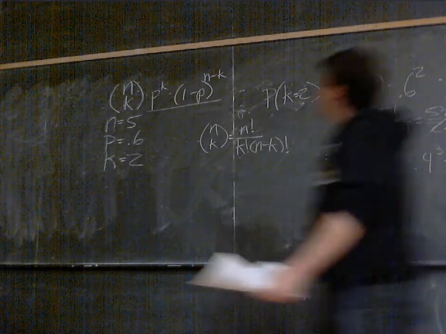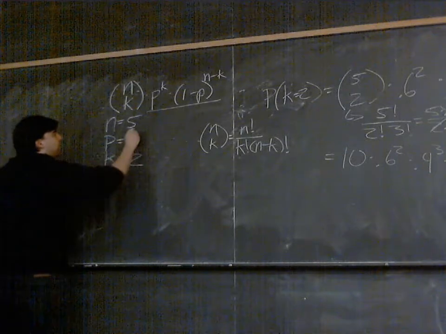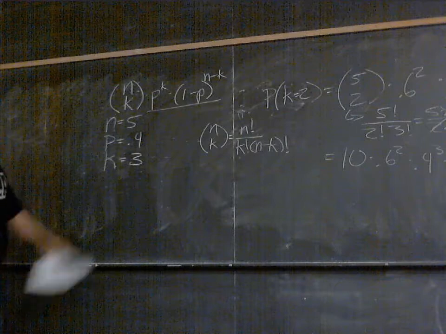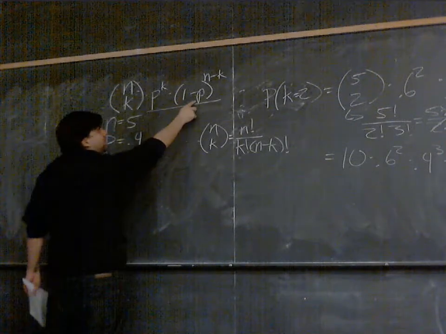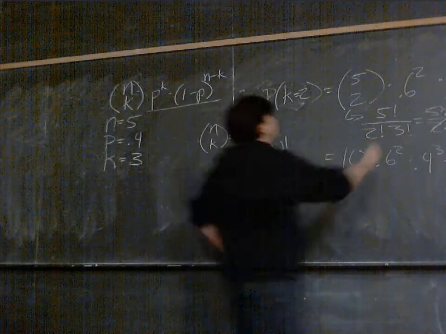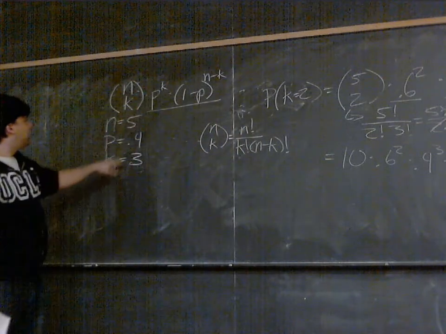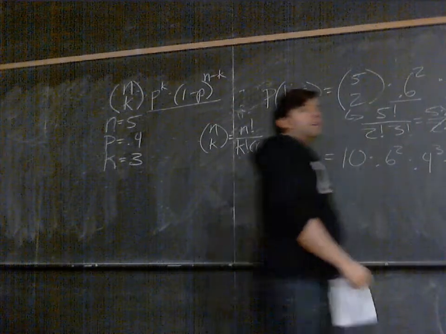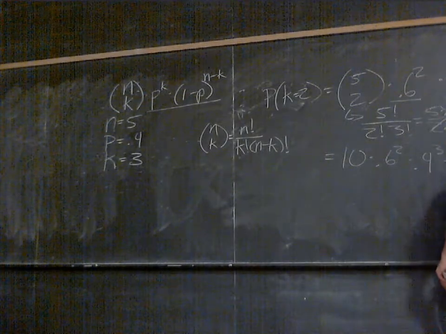So I could have asked this in terms of tails, said n equals 5, p equals 0.4, and k equals 3. And you'll see if I plug it into this, I'm going to get the same thing. 1 minus p is going to be 0.6, n minus k is going to be 5 minus 3 is 2. So it changed where it is, but it's still 0.6 squared. P to the k would then be 0.4 cubed, which I already had here as well. The only difference is now instead of 5 choose 2, I would have 5 choose 3.